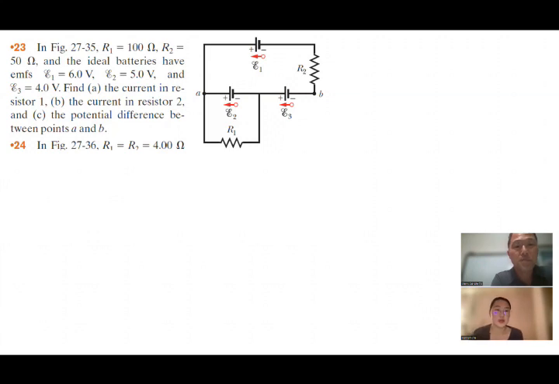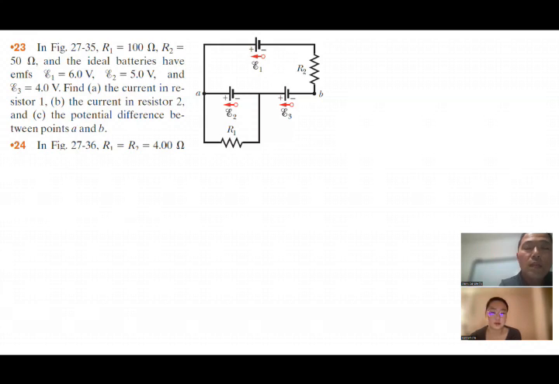Yeah, so in figure 27-35, resistor 1 is equal to 100 ohms, resistor 2 is equal to 50 ohms, and the ideal batteries have EMFs. EMF 1 is equal to 6 volts, EMF 2 is equal to 5 volts, and EMF 3 is equal to 4 volts. Find A, the current in resistor 1, B, the current in resistor 2, and C, the potential difference between points A and B.